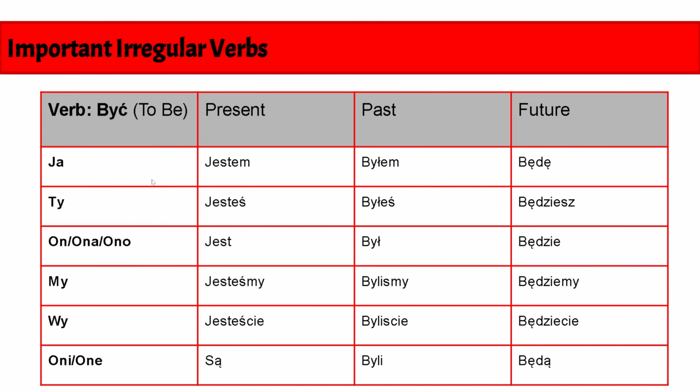Ja jestem, I am. Ty jesteś, you are. On, ona i ono, jest. He is, she is, it is. My jesteśmy, we are. Wy jesteście, you all are. Oni or one są. They are.